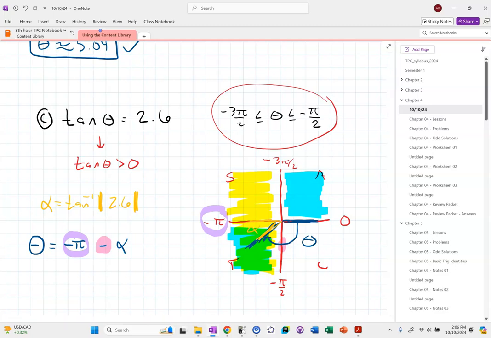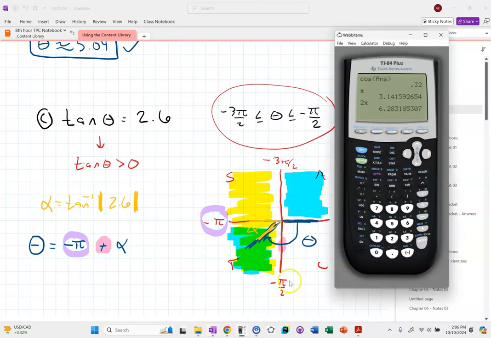Oh, sorry. Y-axis meant plus. I said it and then I didn't write it. All right. Calculator time. So negative pi plus tan inverse, and I'm doing the absolute value, 2.6 in my head. And I get negative 1.94.